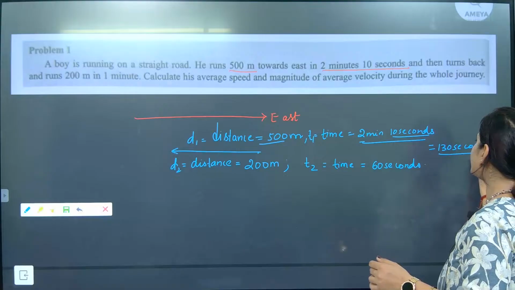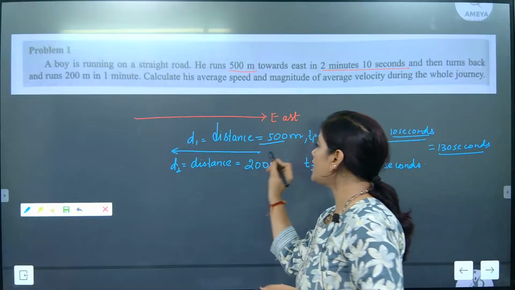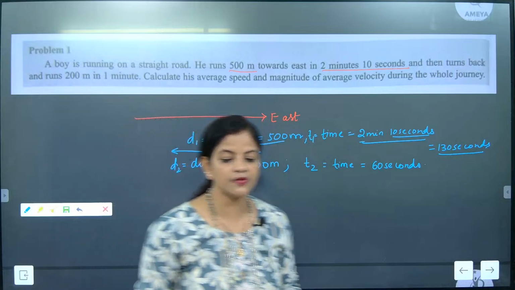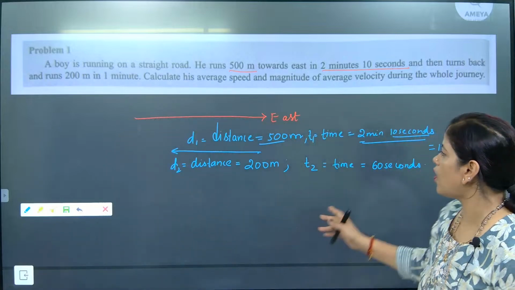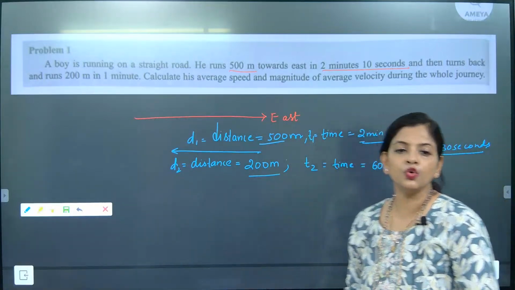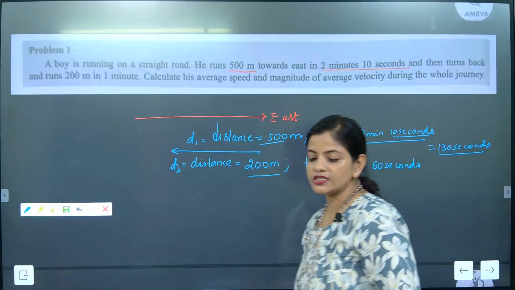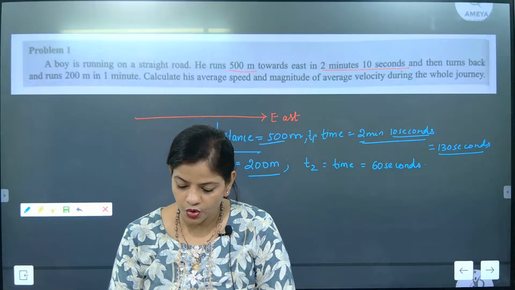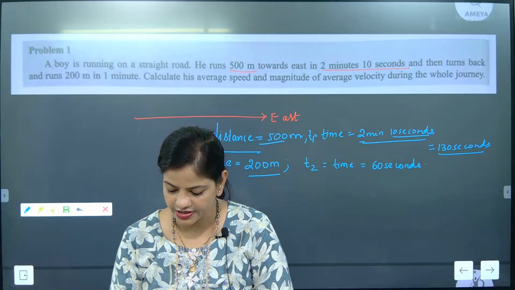Since 130 seconds are there, now again the boy is returning. This time the boy is covering a distance of 200 meters. What is the distance covered by the boy this time? 200 meters.